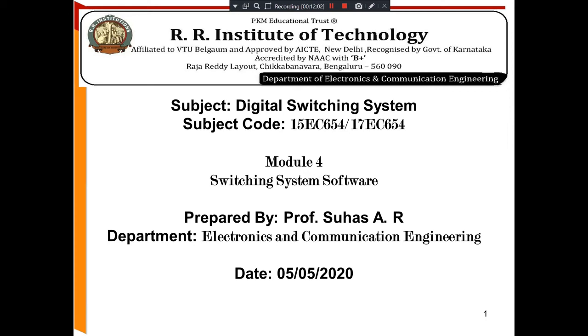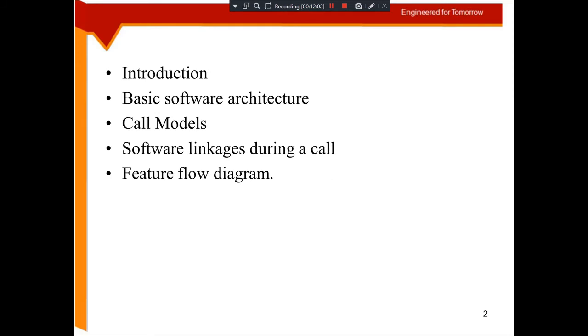After that, we had an introduction to the basic software architecture. We discussed call models, how the call models take place, software linkages during the call, and how the feature flow diagrams take place. That also we discussed.